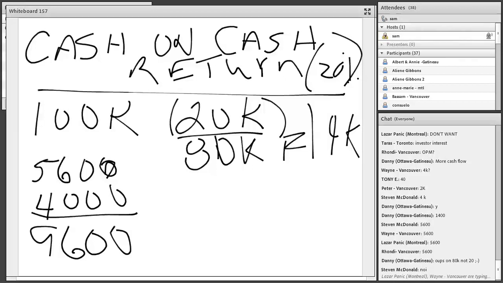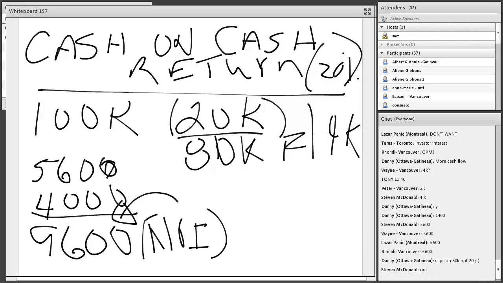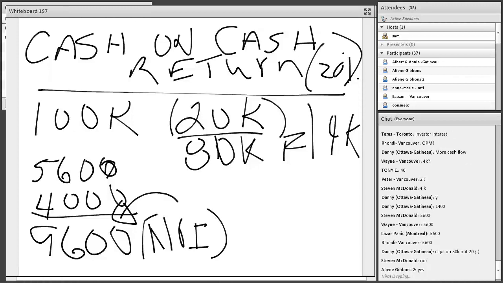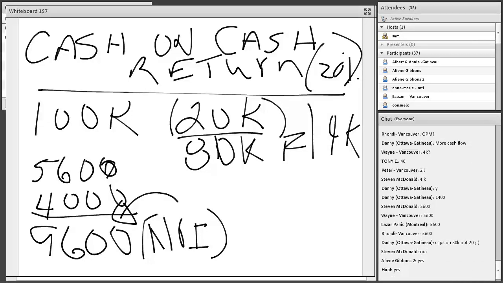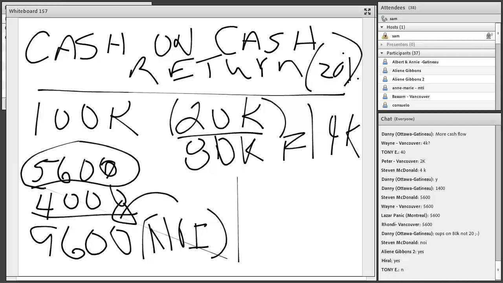What does this 9,600 represent? Stephen, you're right. I have to be able to net operating income of 9,600 for me to pull my 4,000 out. That's after I pay all my bills. If I pay all my bills and I'm making less than 5,600, what's going to happen? I'm not going to make 4,000 anymore, right? I'm not going to be able to get my 20% because it's costing me more than 5,600. Okay, is anybody confused at this point? If you are, it's okay.